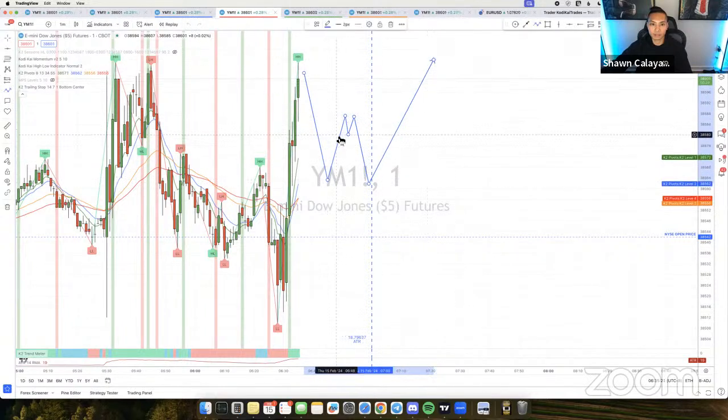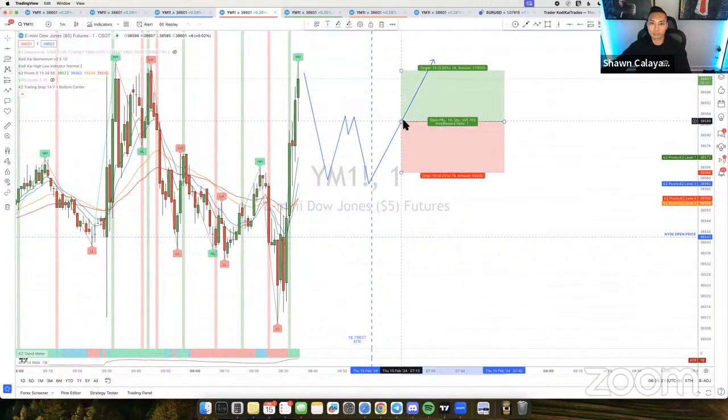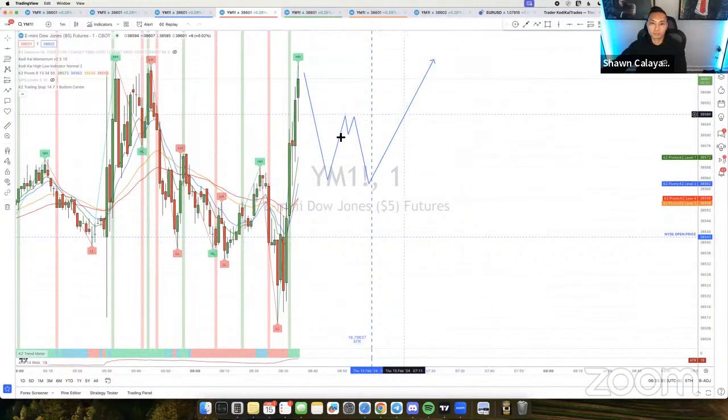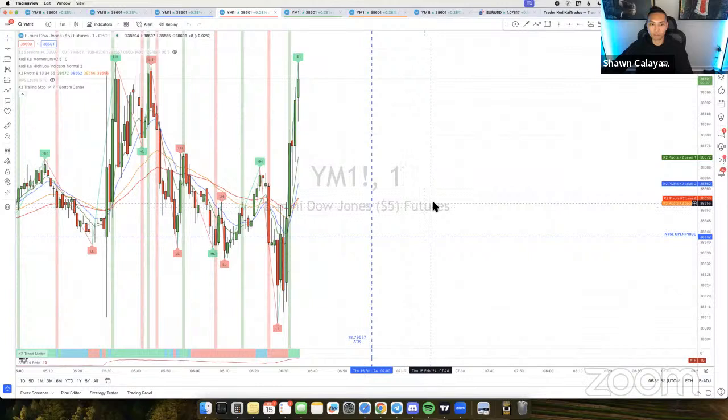Come back up. That's kind of the pattern that comes up right here. We're looking for price to retrace, push up, retrace back down and come right back up. And that's where our breakout would happen. So it's basically like a W pattern. In the simplest form, that's kind of what you're looking for with the PRB entry.